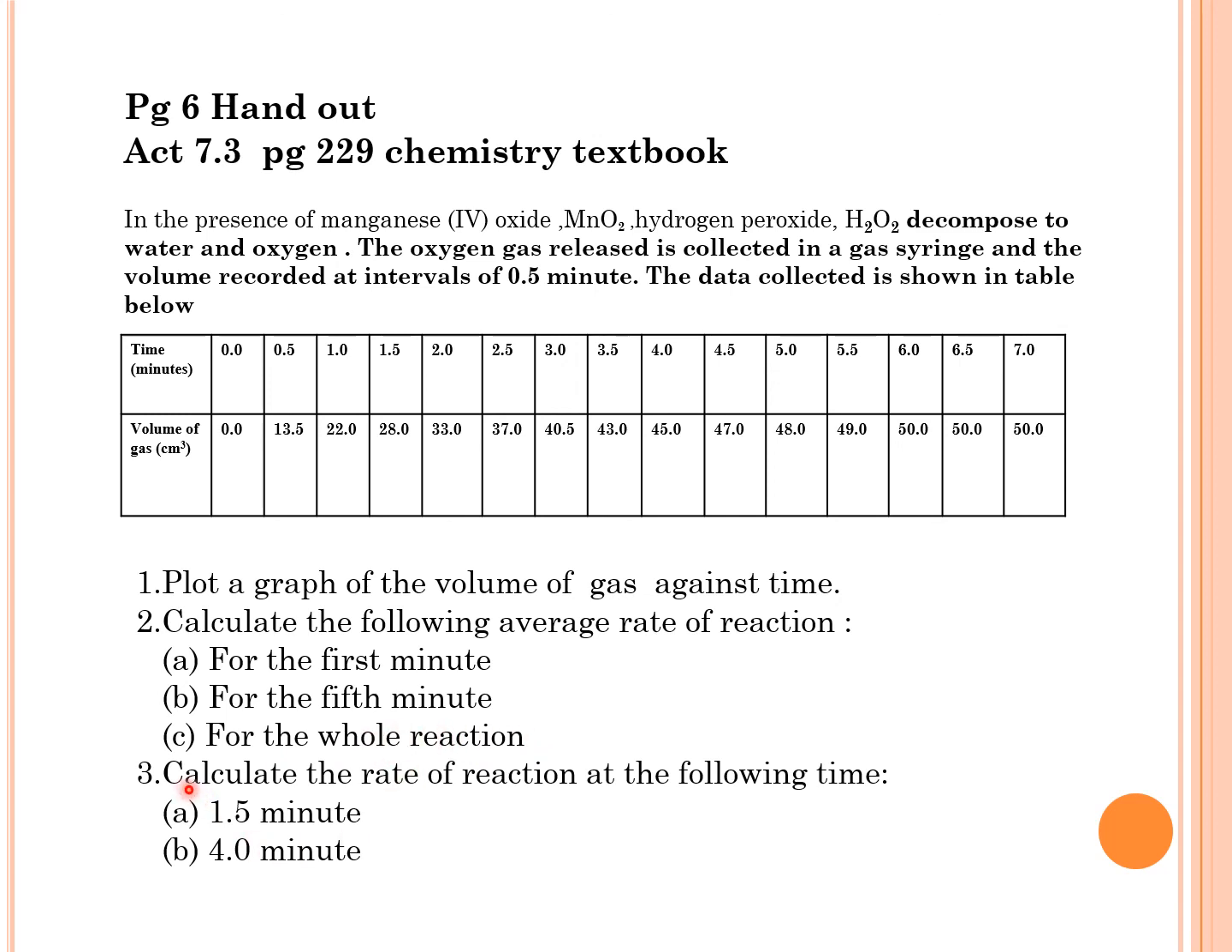And number 3, calculate rate of reaction at the following time. This is instantaneous rate of reaction. At, dia biasanya ada perkataan at ni, instantaneous rate of reaction. Okay. At 1.5 minutes. And B is at 4 minutes. Maksudnya ada 2 tangent. Okay.